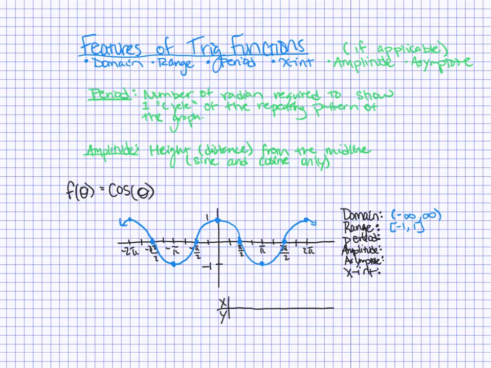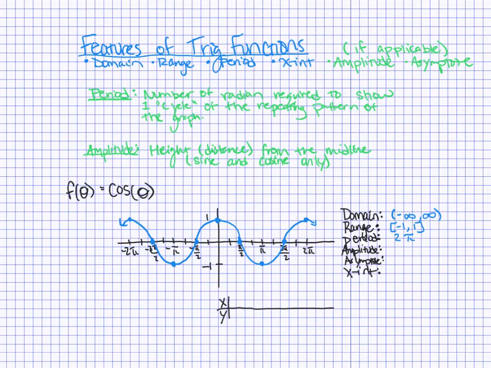For our period, again, we're saying how long does it take to repeat itself? There's a few different ways you can look at this. You can go top to top, or peak to peak. You can go trough to trough, or bottom to bottom. I like to go peak to peak. So if we're starting up here at 0, we go all the way down, we come all the way back up, and we start to repeat ourselves right here at 2 pi. So it takes 2 pi radians to start repeating itself, or 1 full circle, which doesn't really surprise me. So our period is 2 pi.